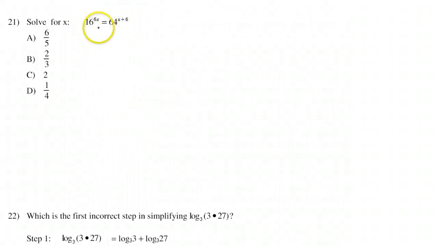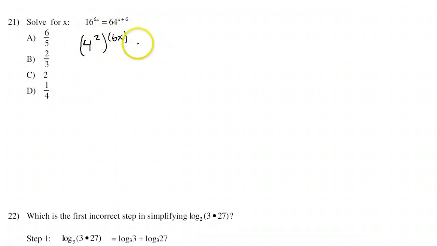For number 21, the easiest way we can do these, because it's hard to solve this by logs, we could probably do this one by equating the exponents. Can we think of a number that we can rewrite these using the same base? And maybe you might think base 2, but I think a better base in this case would be base 4. So if I rewrote this as base 4, this is 4 squared. And I still have raised to the 6x power.